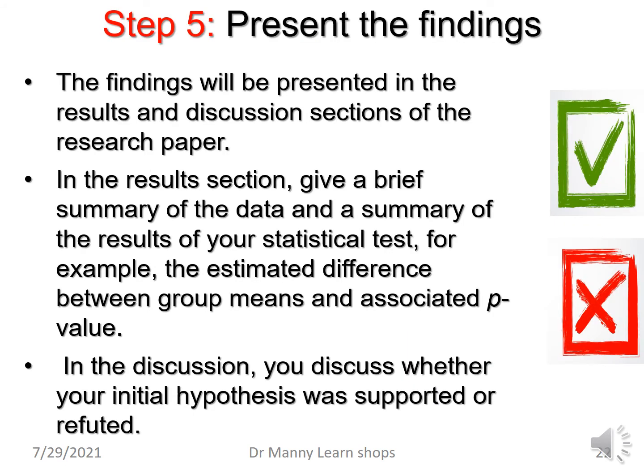Step 5 is presenting the findings. The findings will be presented in the results and discussion sections of the research paper. In the results section, give a brief summary of the data and a summary of the results of your statistical test. For example, the estimated difference between group means and the associated p-value. In the discussion, you discuss whether your initial hypothesis was supported or refuted.